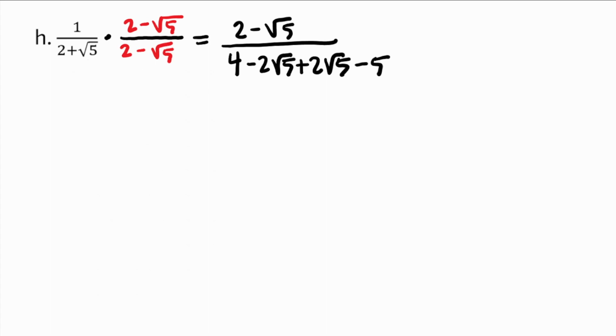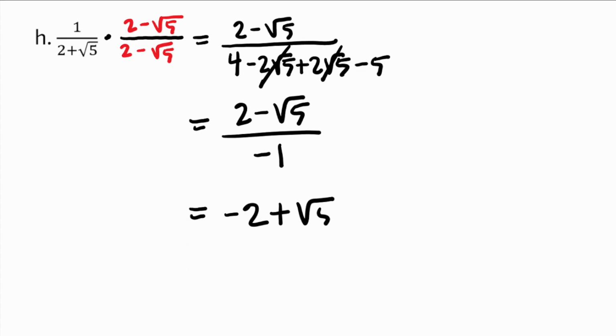And what always ends up happening is, these things with the square root in them are going to cancel off, so I have just an integer in the denominator. I have 2 minus the square root of 5 divided by 4 minus 5. And so if I'm dividing this whole thing by negative 1, I'd just be changing the sign on each of these things, so I get negative 2 plus the square root of 5.